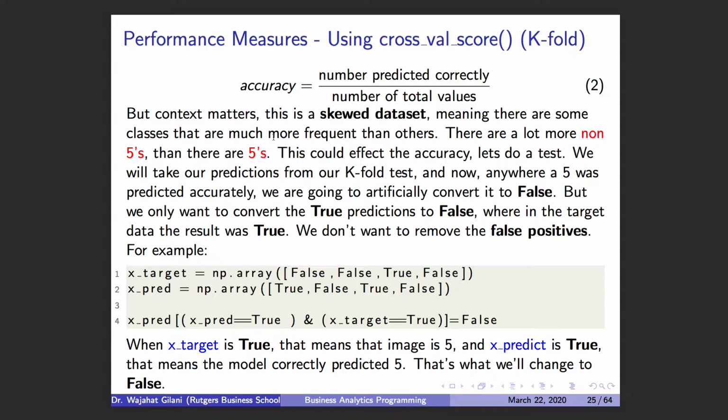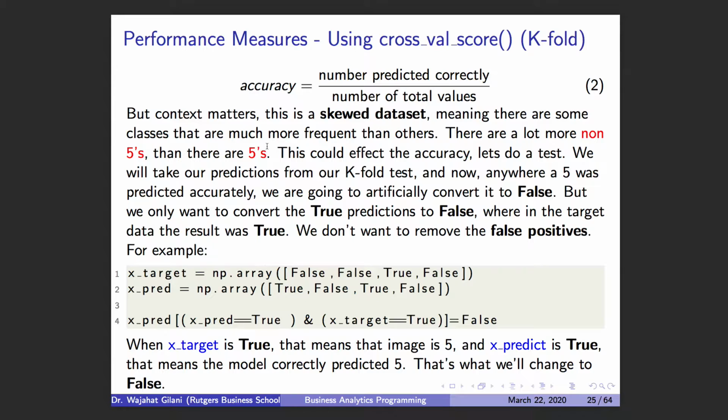Let's do a test to prove this. We'll take our predictions from our k-fold test, and anywhere there was an accurate prediction of a 5, we are going to artificially convert it to false. We're going to mess with our data, with our output. But we only want to convert the true predictions to false where in the target data the result was true. We don't want to remove the false positives.